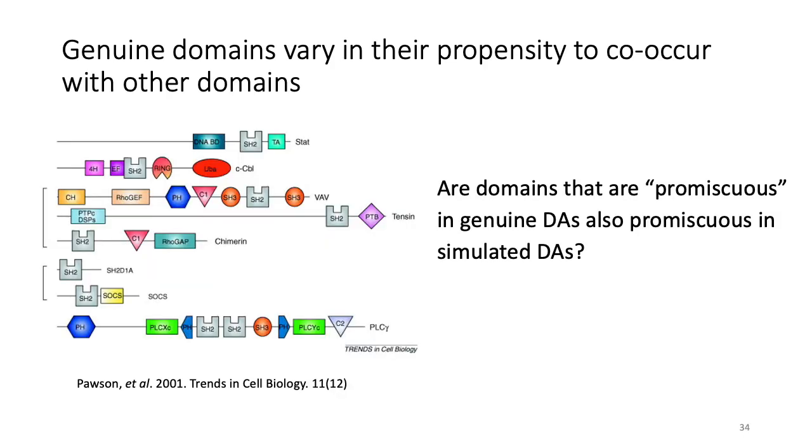We next considered properties of domains and domain architectures that are not directly related to bigram frequencies. Protein domains vary in their propensity to co-occur with other domains, a property that is sometimes called domain promiscuity. For example, the SH2 domain is highly promiscuous. It co-occurs with many different domains in varied domain architectures. In contrast, the SNF-like domain is not promiscuous. It only occurs by itself.